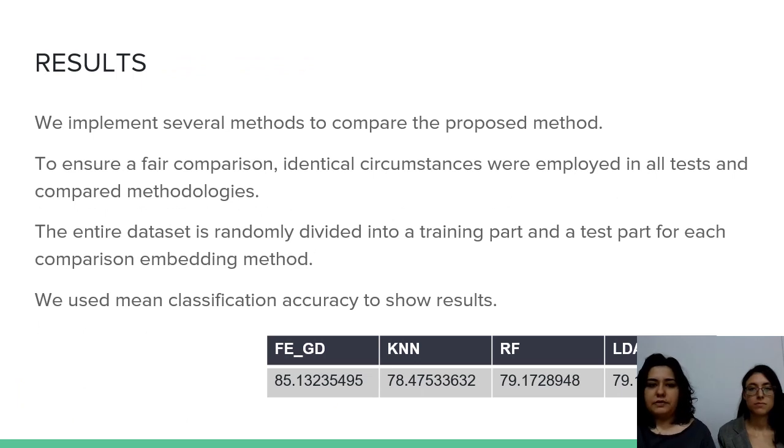We implement several methods to compare with the proposed method. To ensure a fair comparison, identical circumstances were employed in all tests and compared methodologies. The entire dataset is randomly divided into a training part and a test part for each comparison. For the embedding method, we used mean classification accuracy to show numerical results, and you can see the results given below.